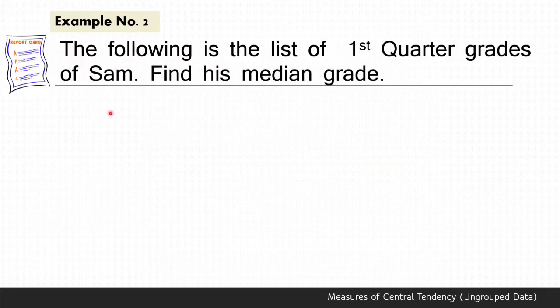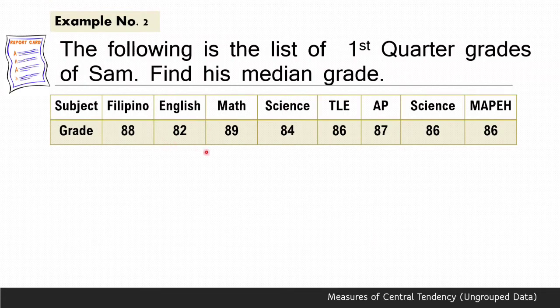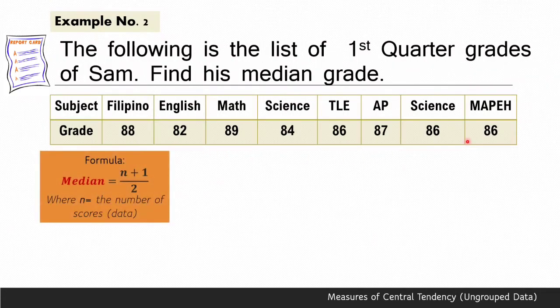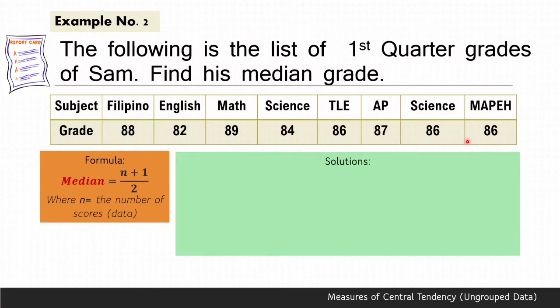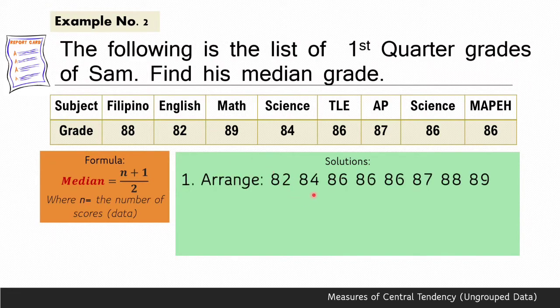The following is the list of first quarter grades of Sam. Find his median grade. So again, here are Sam's first quarter grades. And now we will use this formula to find the median. So first, let's arrange the numbers in increasing order. We will have 82, 84, 86, 86, 86, 87, 88, and 89.